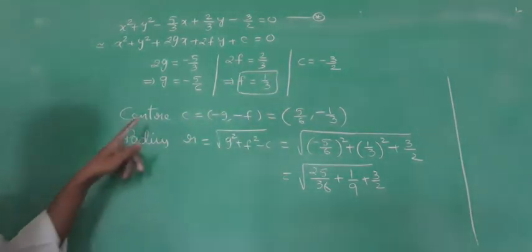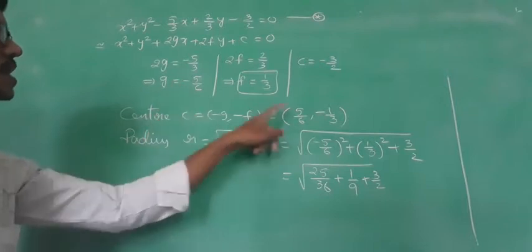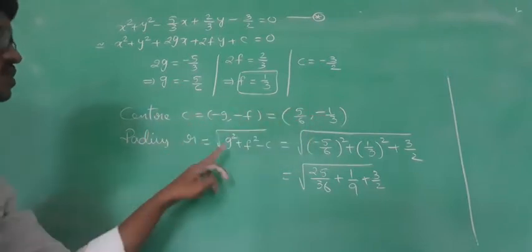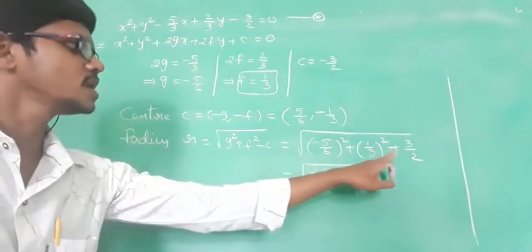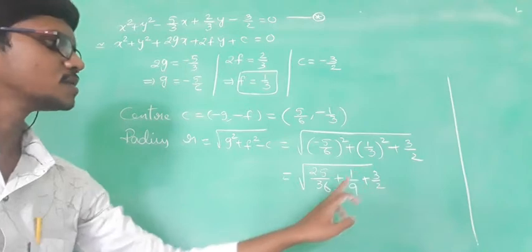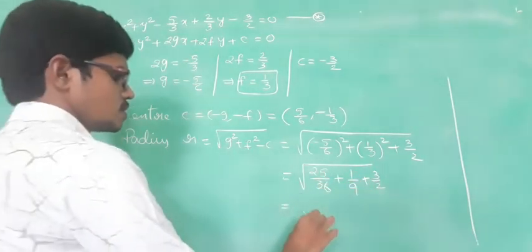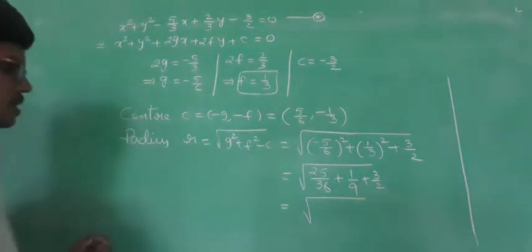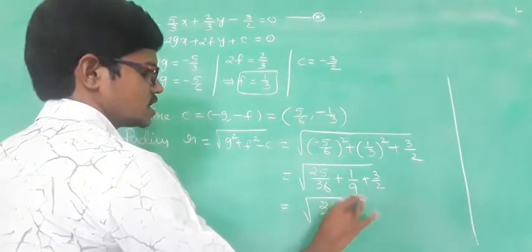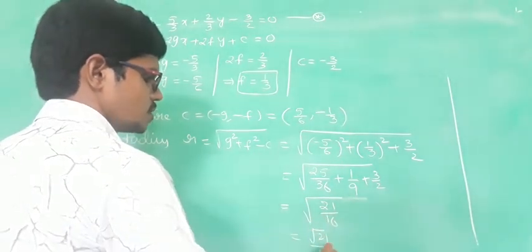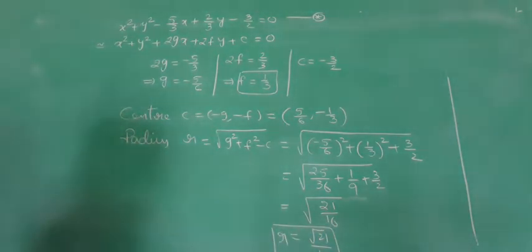So what is the center? It is (−g, −f), that is (5/6, −1/3). The radius is √(g² + f² − c), that is √((−5/6)² + (1/3)² − (−3/2)). Substituting, 25/36 + 1/9 + 3/2, we get √(121/36), that is √21/4. That is the radius of the given circle.